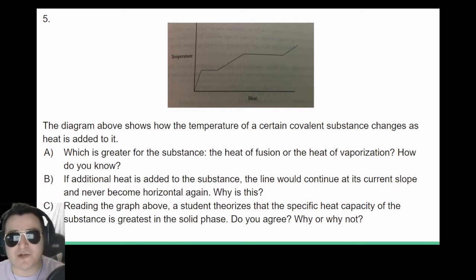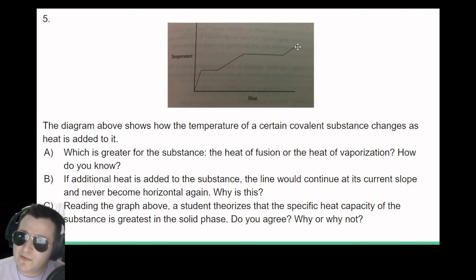The diagram above shows how the temperature of a certain covalent substance changes as heat is added to it. Notice these lines, right? This chart is telling the whole story here. Adding energy, we still got the same phase change diagram. This first line segment, very steep, a little more shallow, and then about the same slope. But look at these lines as well. Whole lot shorter process, whole lot longer process. Okay?